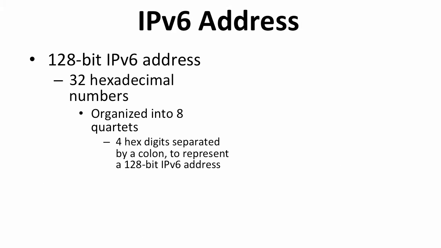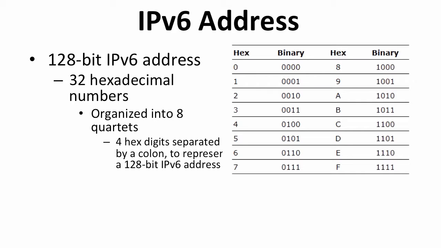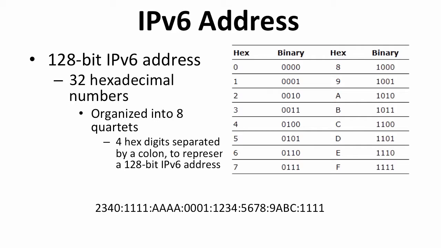An IP version 6 address has 128 bits broken out into 32 hexadecimal numbers organized into 8 quartets. So here is the hexadecimal numbering system, which I'm sure we won't need much of a refresher on, but we do need to use it to understand IP version 6. And here is an IPv6 IP address.